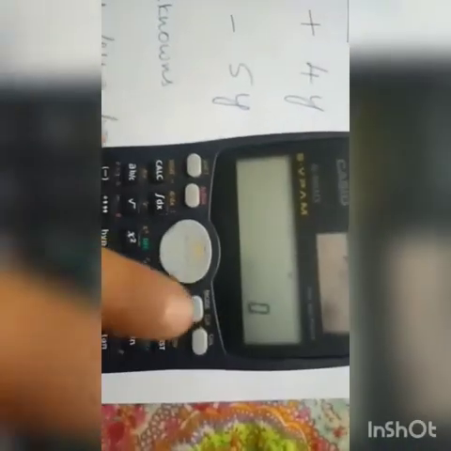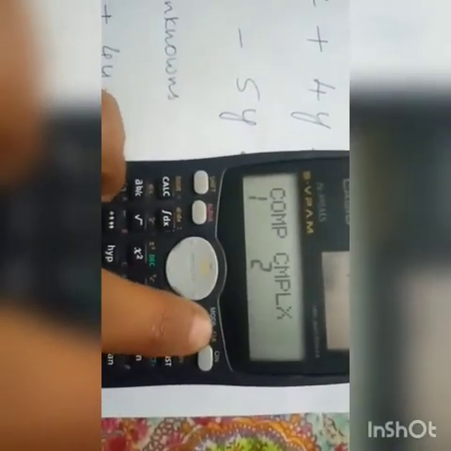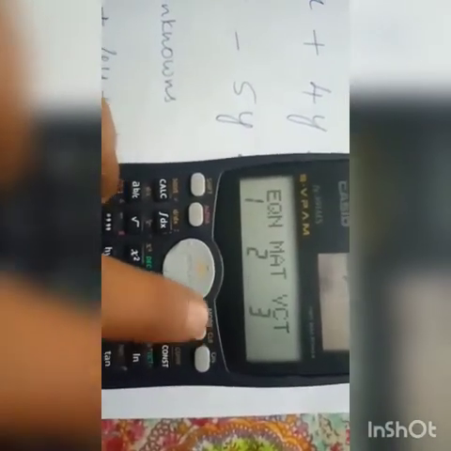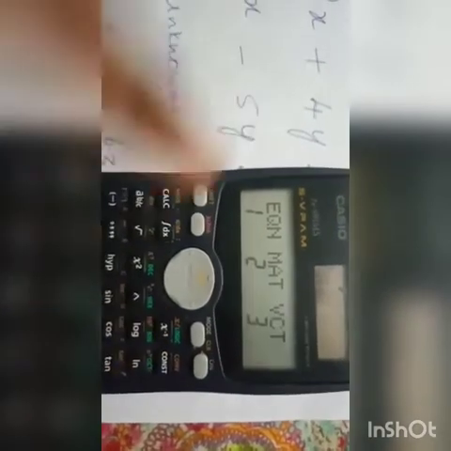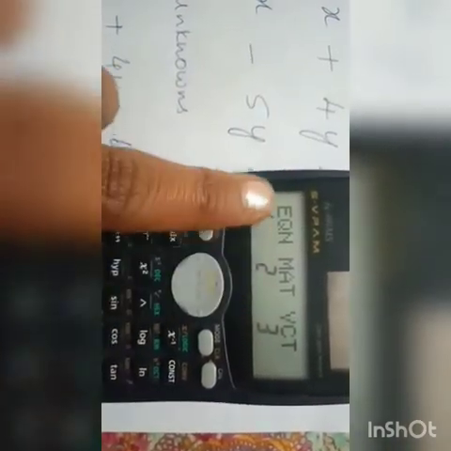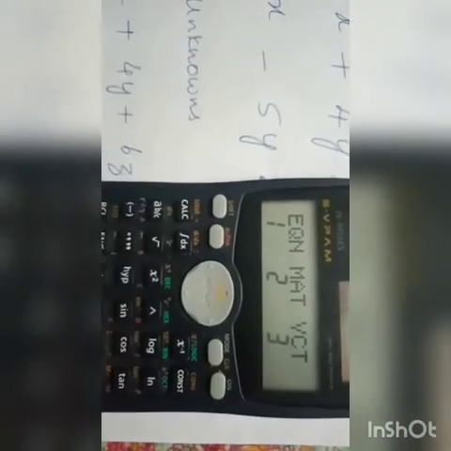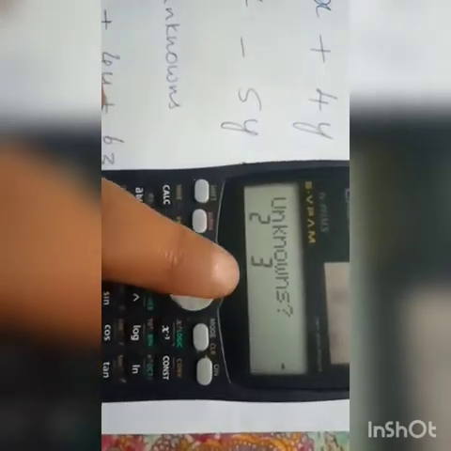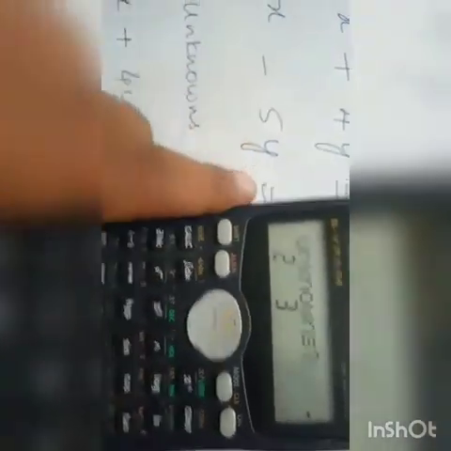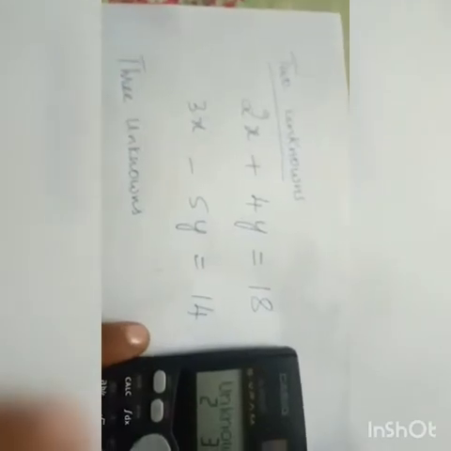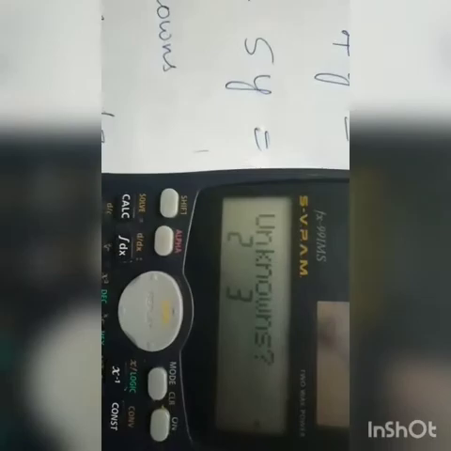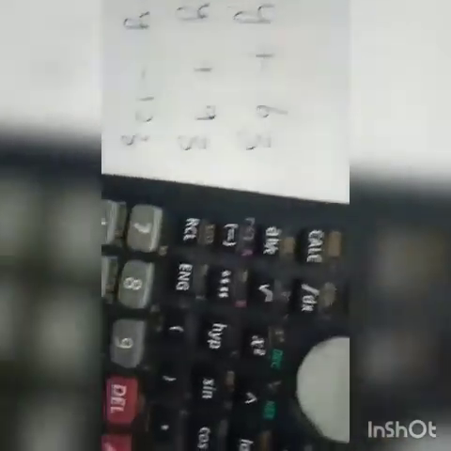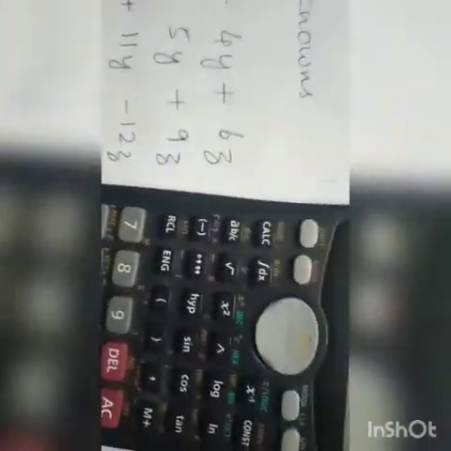Here you can just go for the mode over here. Mode. See, you have got equation mode, no? So 1 is the equation mode. Press 1 here. You got here, it's asking for 2 unknowns or 3 unknowns. Right now, whatever equation I have written here, we have 2 unknowns, right? So you have to choose 2 over here. So press on 2.